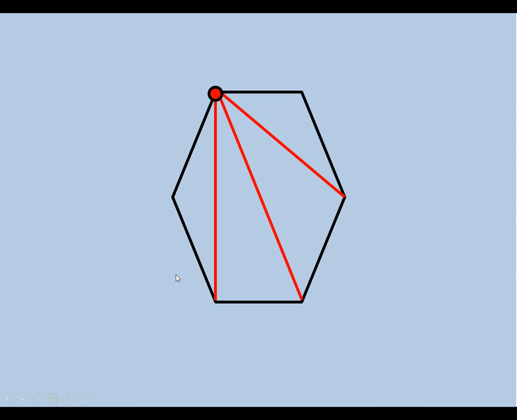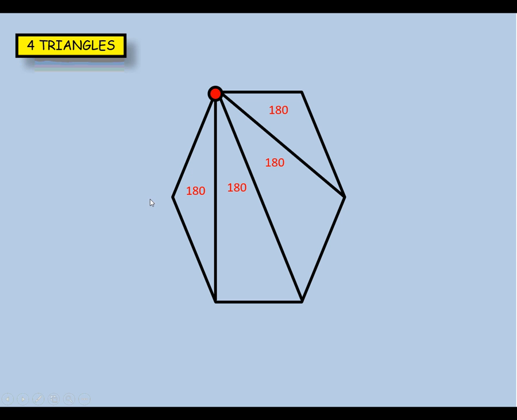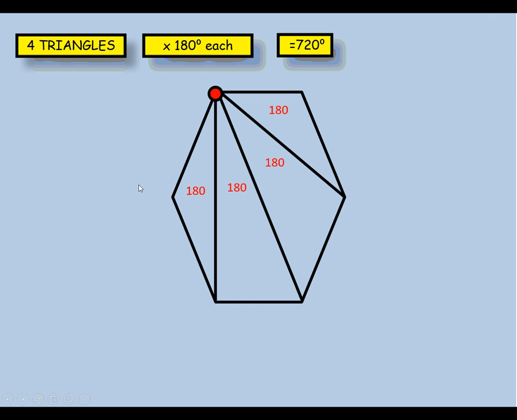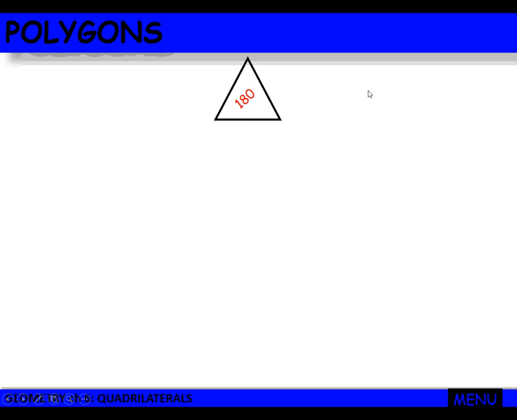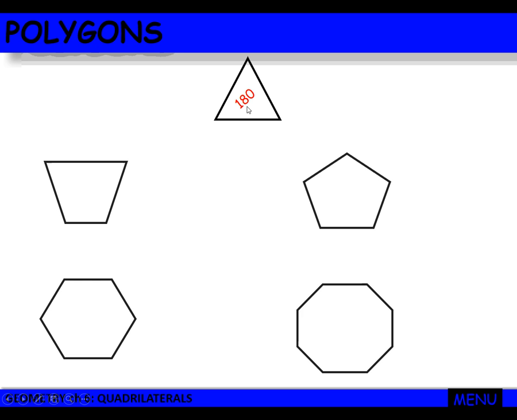And now, if you look, we took our six-sided hexagon and we broke it up into 4 triangles. Each of those triangles is 180 degrees. So the hexagon is 180 for each triangle times 4 triangles. So we have 4 triangles times 180 degrees each. That is 720 degrees. This is the same for every hexagon. The angles inside a hexagon always add to 720. And that's what we do with all the shapes. They are all based on the fact that the angles in a triangle add to 180.